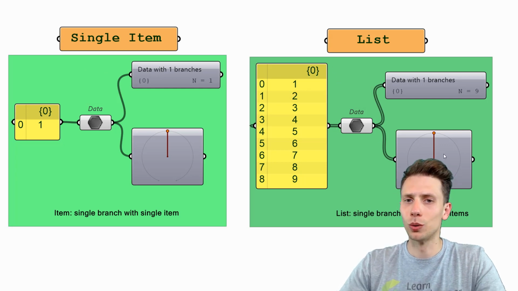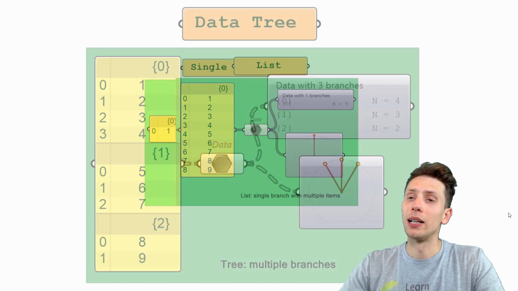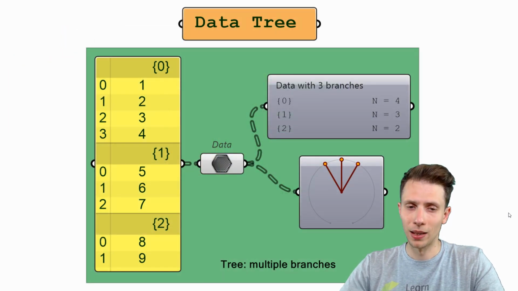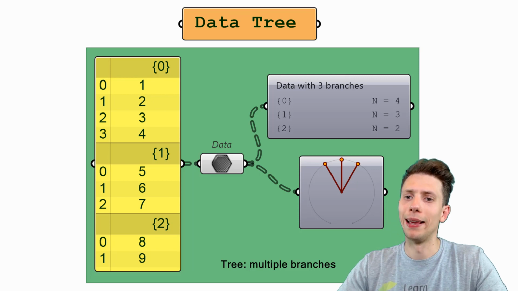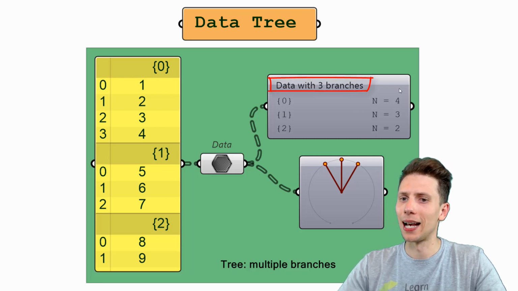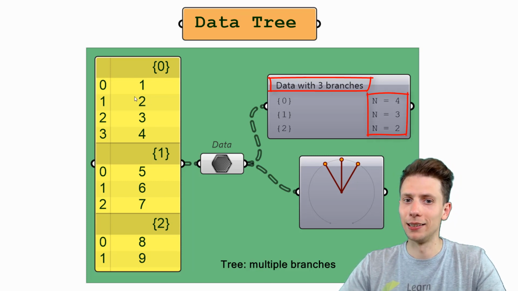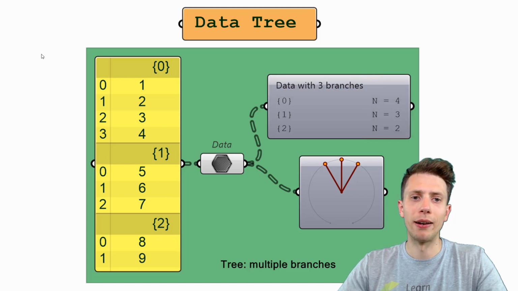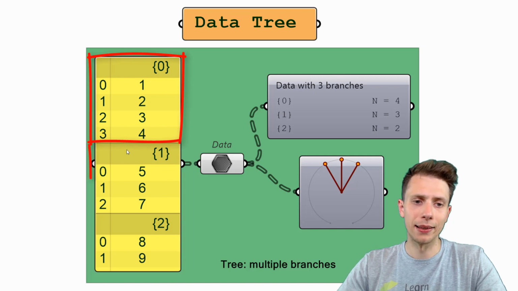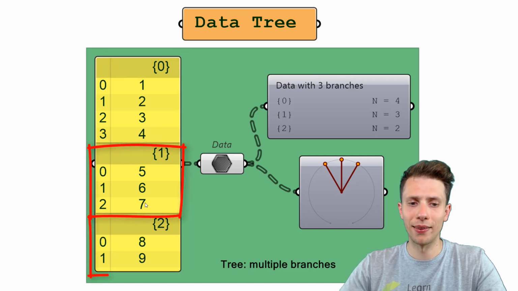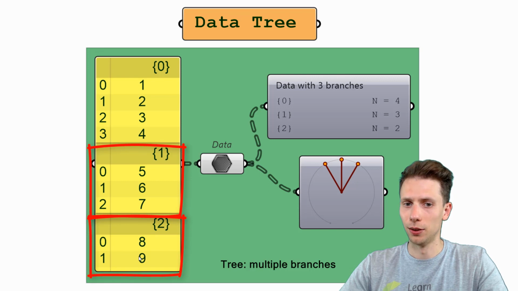And now let's go to data tree. A data tree has multiple branches. It means that there are several lists in one list. With the component called Param Viewer, we can see how many branches are in these data trees and how many elements. So in this case, we have 3 lists in the one data. Here we have one list with elements from 1 until 4, the second with elements from 1 to 7, and another one from 8 to 9.